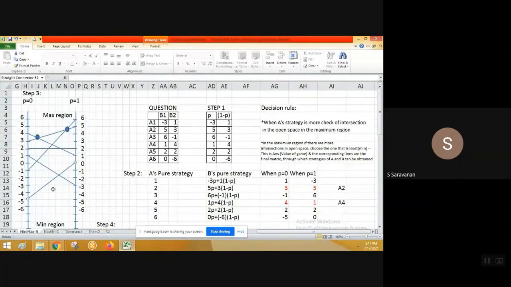I'm just connecting p equal to 0 and p equal to 1. So 1 and 3, then 3 and 5, so this is 3 and 5. Then minus 1 and 6, so this is the minus 1 and 6 line. 4 and 1 line is this one. Then 2 and 2, the straight line, and minus 5 and 0. So here, I have drawn a graph with p equal to 0 and p equal to 1.